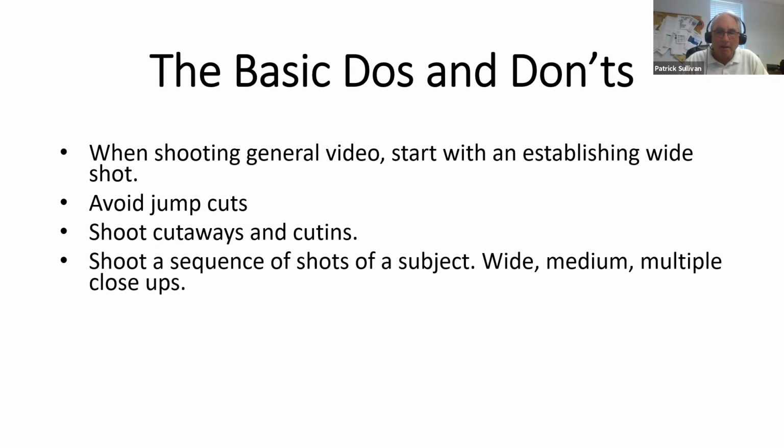A jump cut is when you take two shots of a person, usually a person, and they're in different positions. For example, a person sitting down and a person standing up. Well, if you take those two shots and butt them together, the person literally jumps out of their chair when the scene changes. You don't want to have a jump cut.